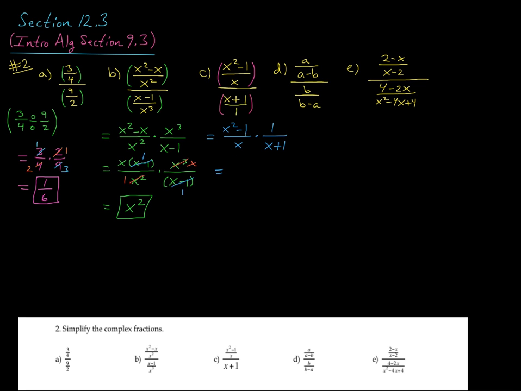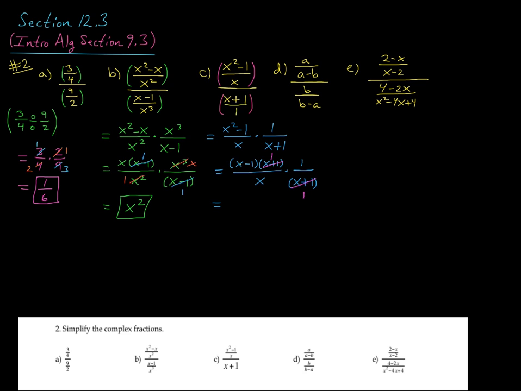It's x squared minus 1 squared, so I can factor that as x minus 1 times x plus 1. I'm dividing that then by x, and then multiply that by 1 over x plus 1. And I'll put that in parentheses. And then we can go ahead and divide out this common factor of x plus 1.